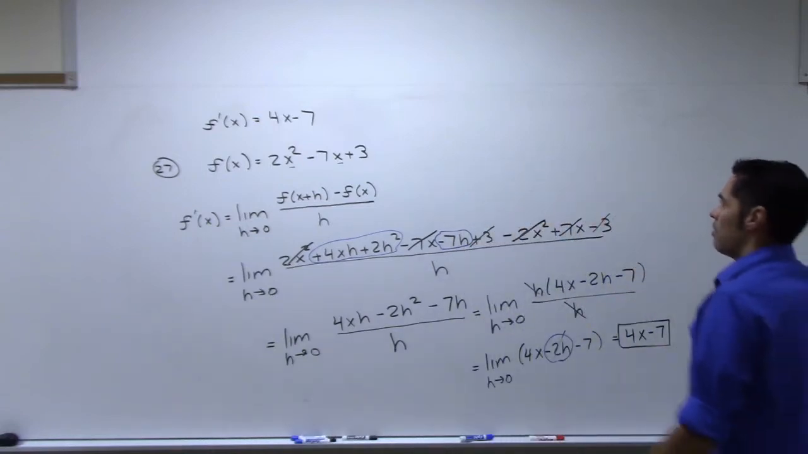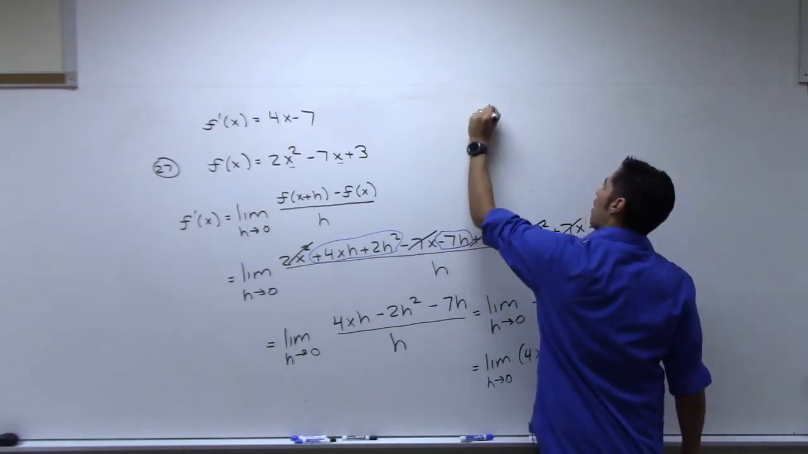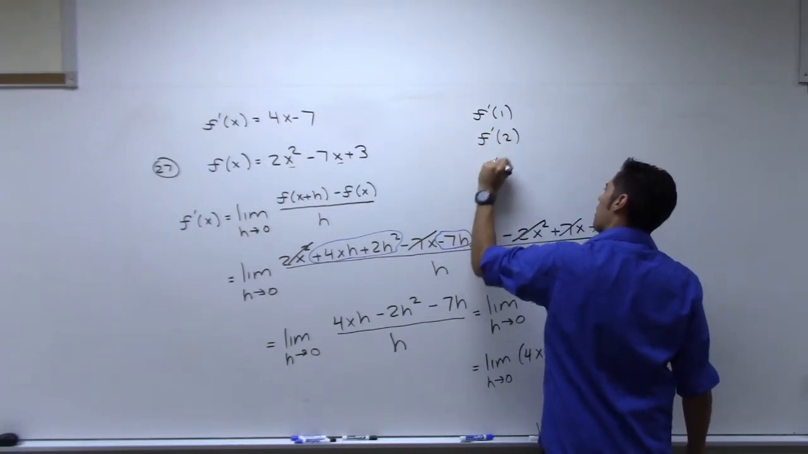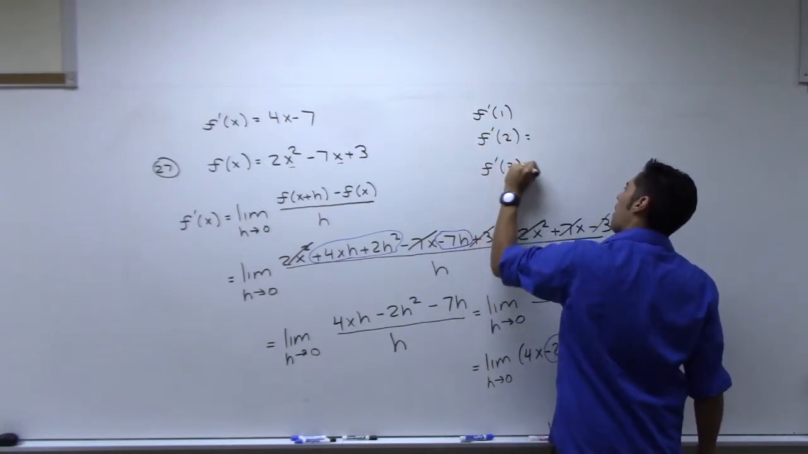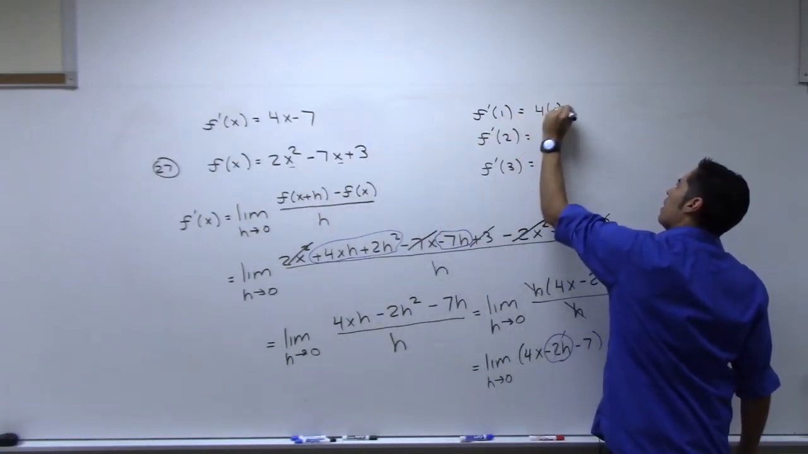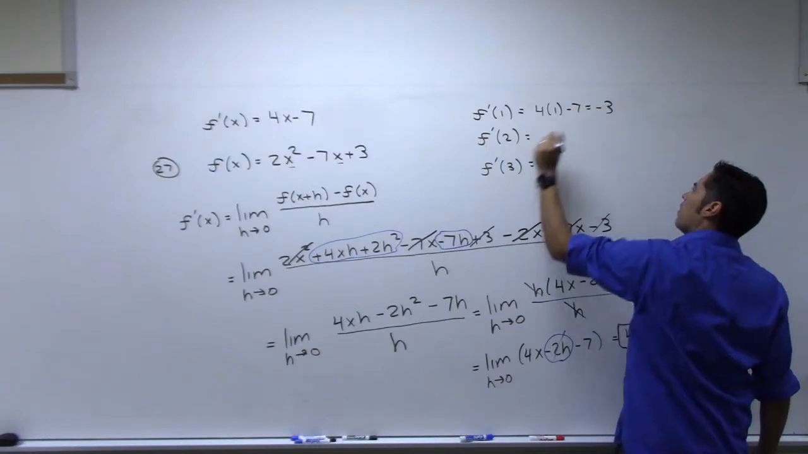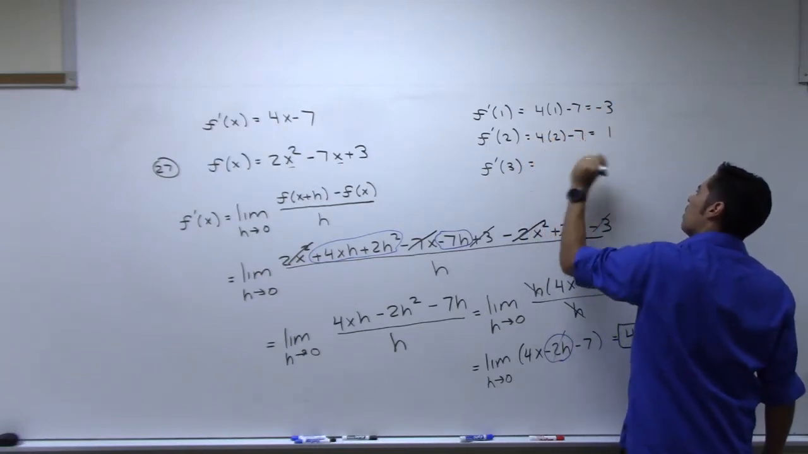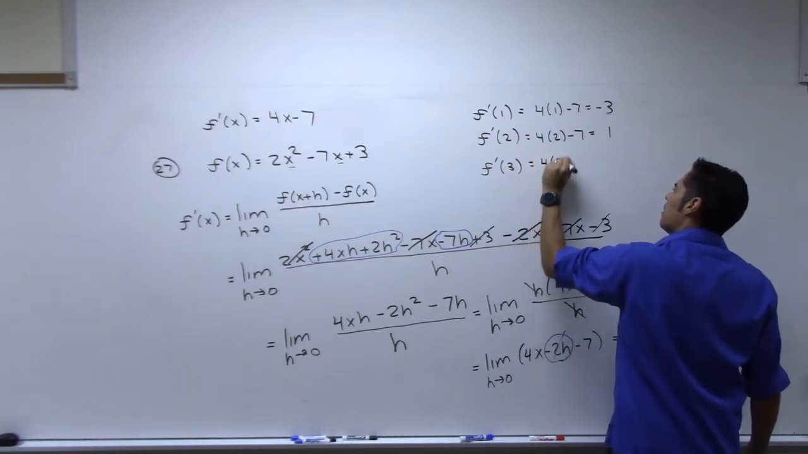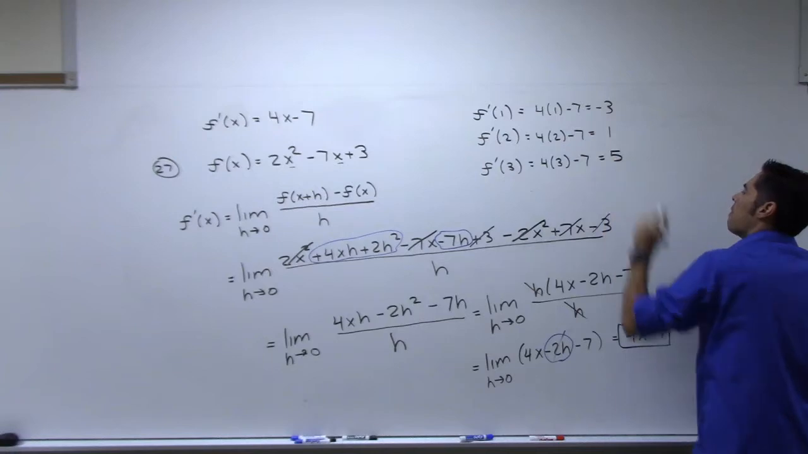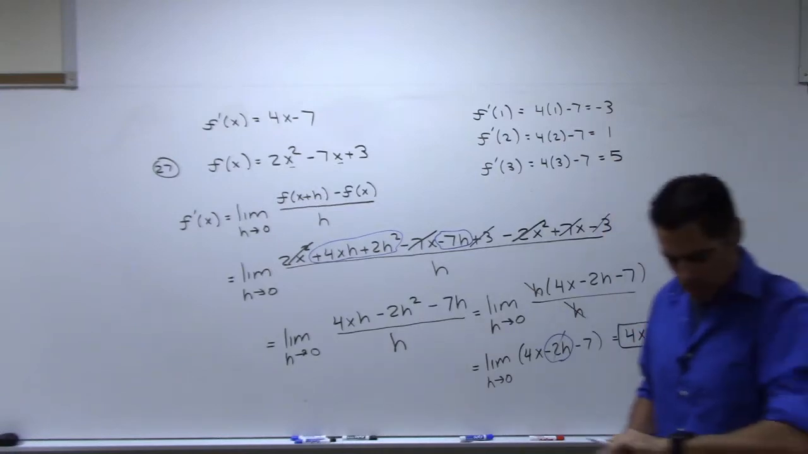Now I can answer the other questions. What's f prime of 1, f prime of 2, f prime of 3? If I plug 1 in here, 4 times 1 minus 7, that's negative 3. 4 times 2 minus 7, that's 8 minus 7, which is 1. 4 times 3 minus 7, that's 12, take away 7, that's 5. There you go.